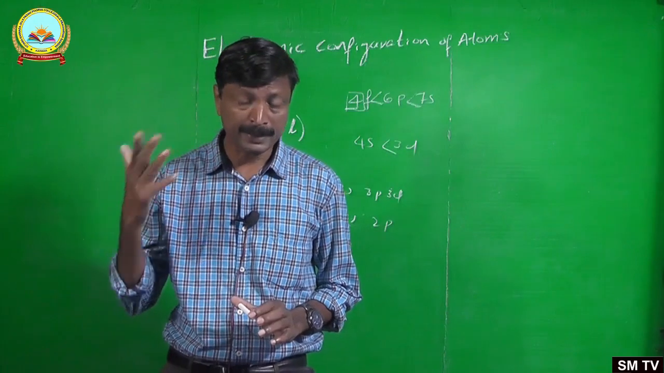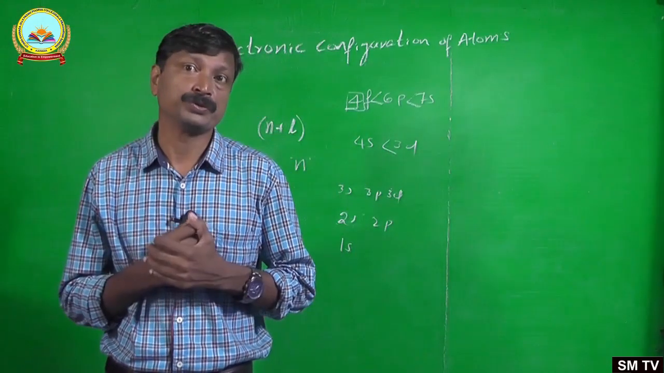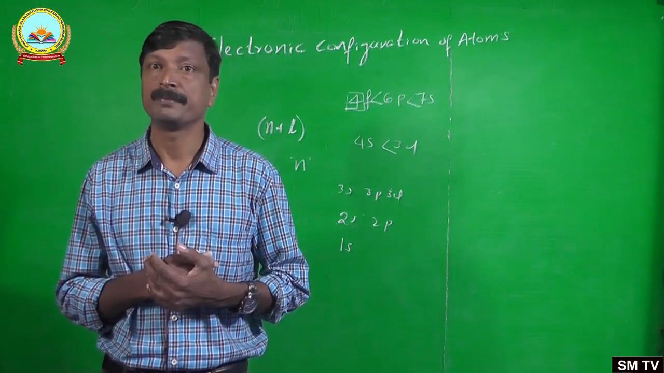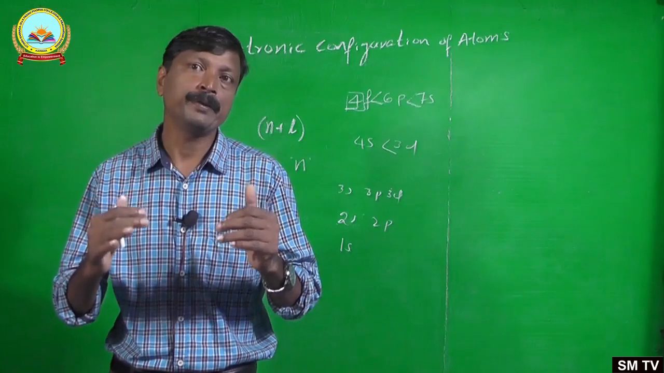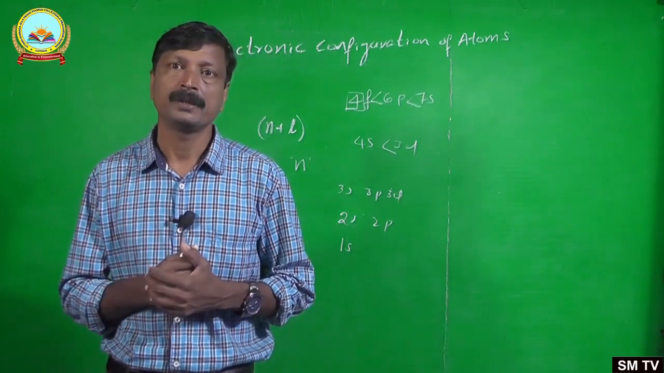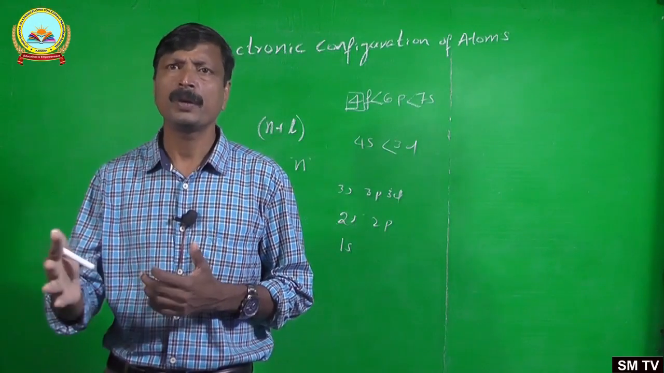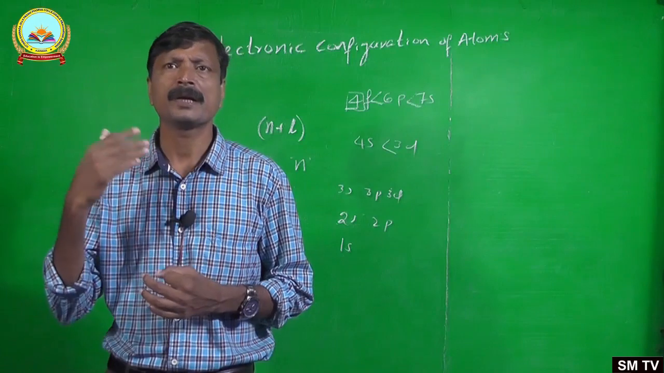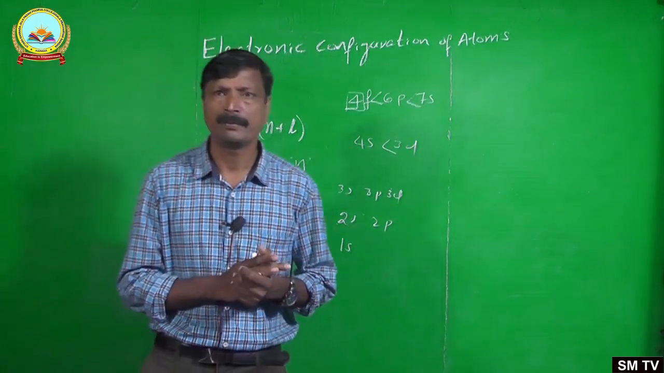After that, I discussed the filling of atomic orbitals. There I discussed 3 rules. One is the Aufbau principle. According to this principle, the electrons enter various atomic orbitals in the increasing order of their energy. The orbital with the lower energy is filled first. Once the lower energy orbital is filled, the next electron moves to the higher energy orbital. This is the Aufbau principle.